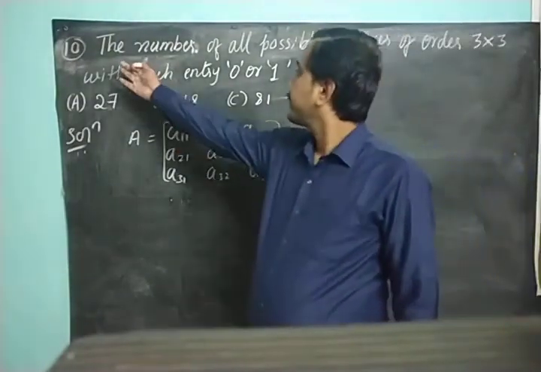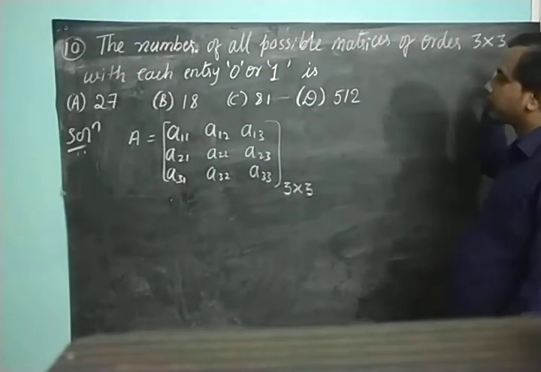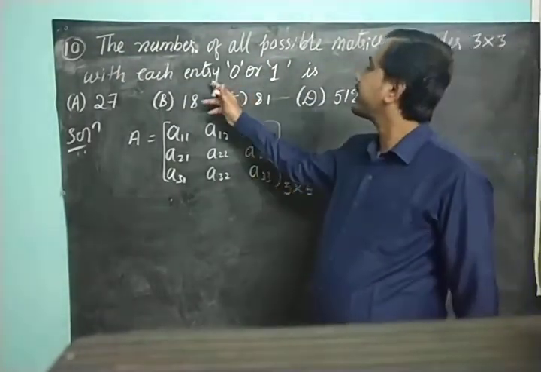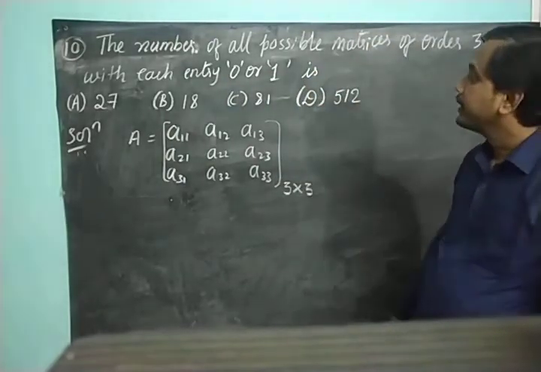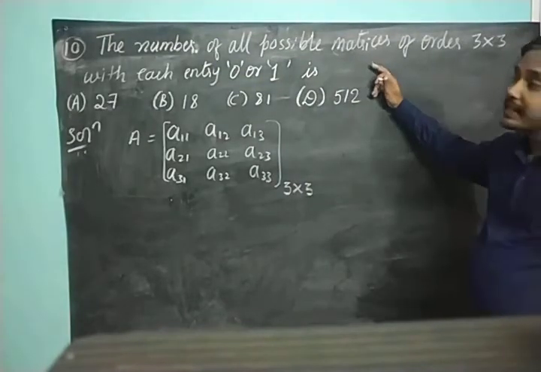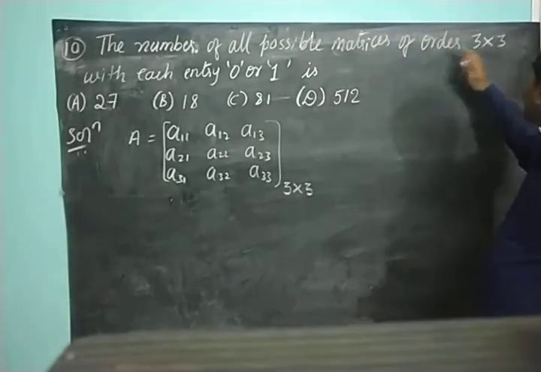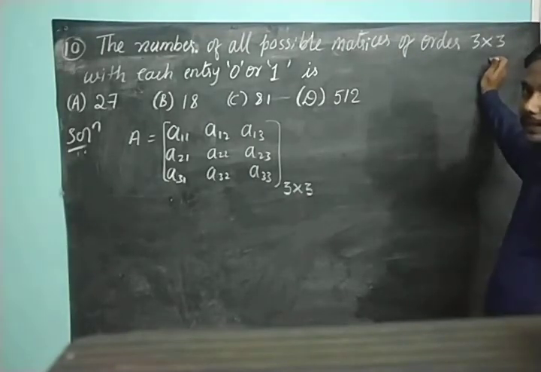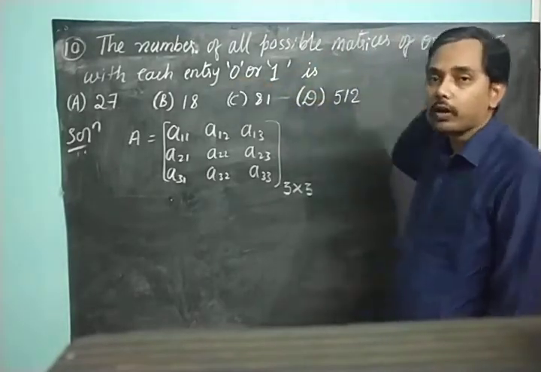Here they give that the number of all possible matrices of order 3 cross 3 with each entry 0 or 1 is. So what is the question here? Number of all possible matrices. That means how many matrices are possible of order 3 cross 3, with each entry as 0 or 1.